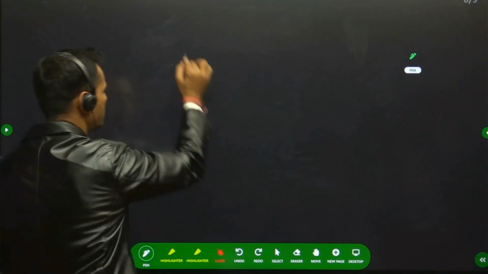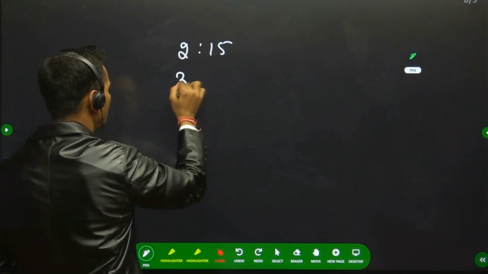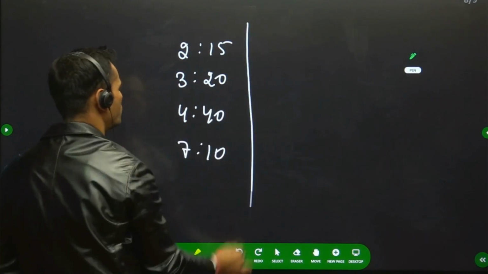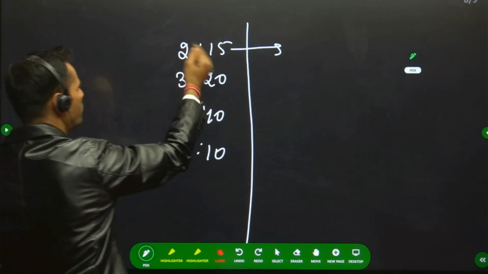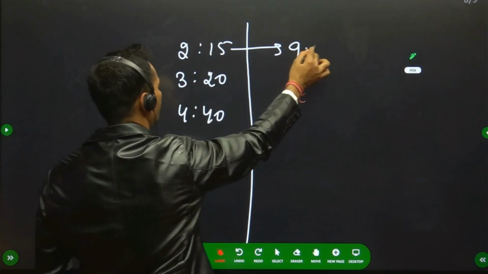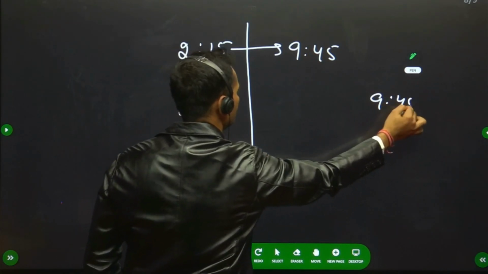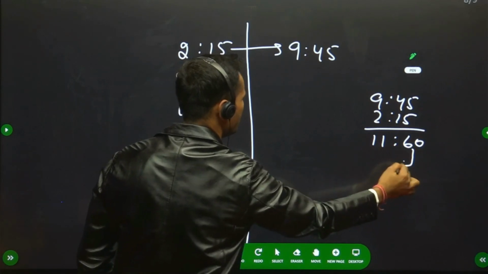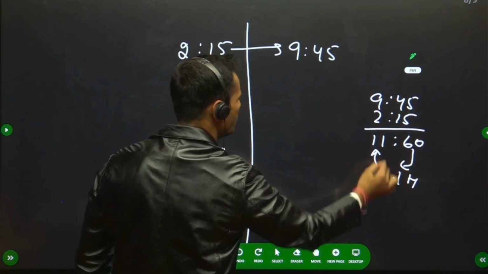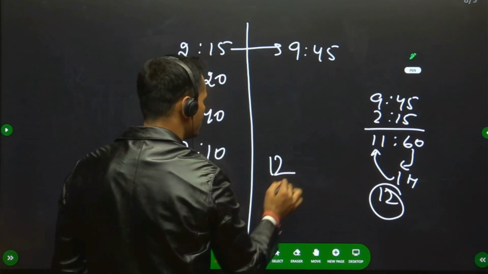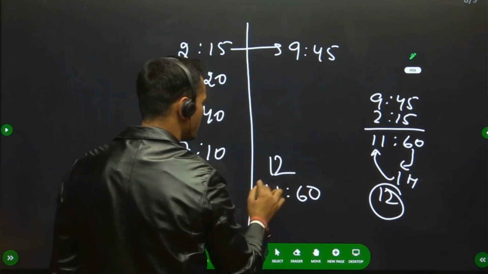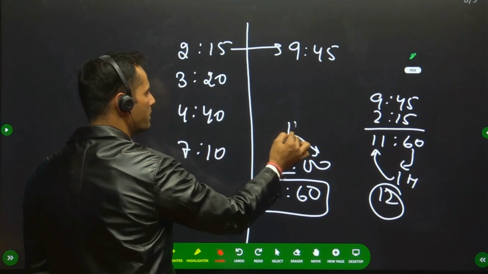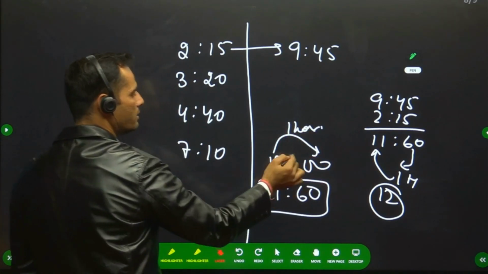Now if the time is, let's say, 2:15, what will its mirror image show? Obviously 9:45. What you have to do is simply add 9:45 and 2:15, which gives you 11:60. 11:60 means what? 60 minutes is equivalent to 1 hour. So 1 hour when added to 11 gives you 12. So 12 hours can also be written as 11 hours 60 minutes. One hour is borrowed from here and given here.